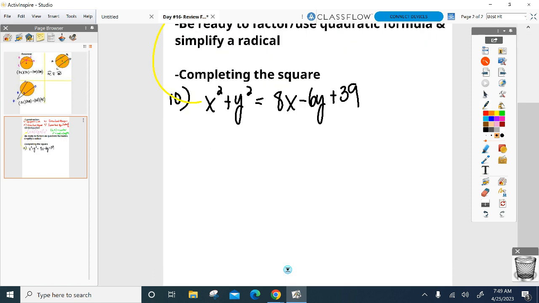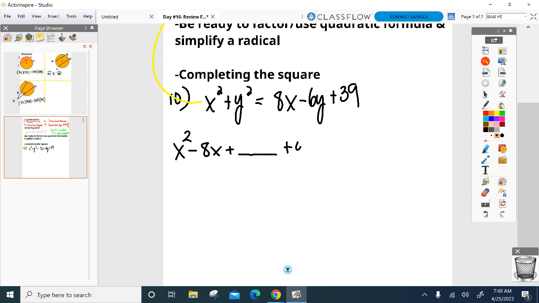Everyone see how the 39's over on the right? It's got to be by itself, though. So we need to move the 8x and the negative 6y over and group everything together. All right, group the x's together and group the y's. So x squared. All right, I'll move the 8x over by subtracting it. And if you want to do this step too right here, remember we're going to have to produce a new c value.